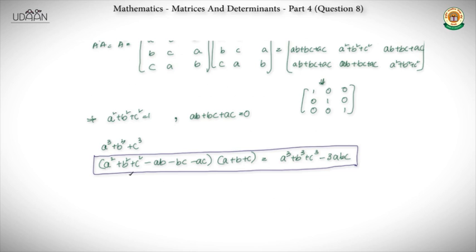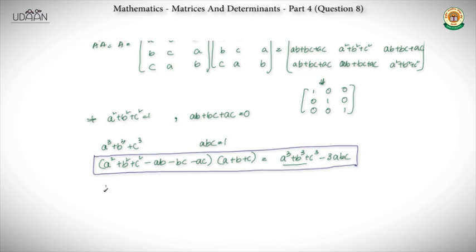Here we need to find this. We have A square plus B square plus C square. We know that AB plus BC plus CA equal to 0. All we don't know is A plus B plus C. We know ABC is also equal to 1. It's given in the question. So we have to find A plus B plus C.